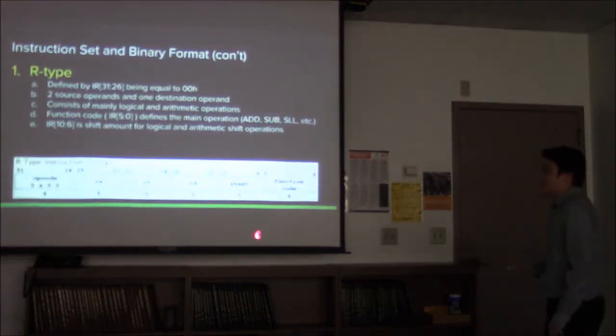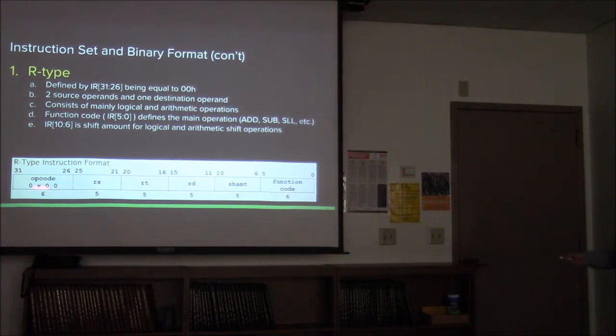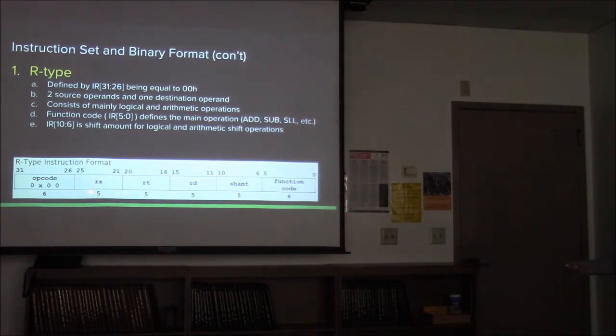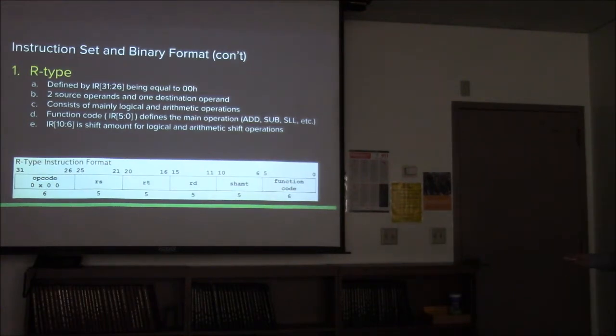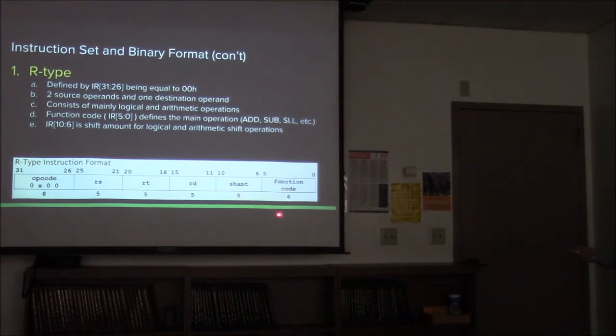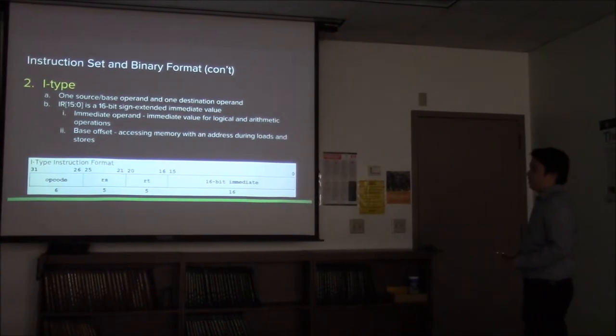We have 3 types. R-type is the first one. We define R-type as the first 6 bits to be all zeros. We have 2 source operands, RS and RT, and 1 destination operand, RD. These R-types we mainly use for arithmetic and logical operations, as I mentioned: add, subtract, shift right, shift left, and all the logicals like and, or. And the function code, the last 6 bits, is what decides which logical or arithmetic operation to execute.